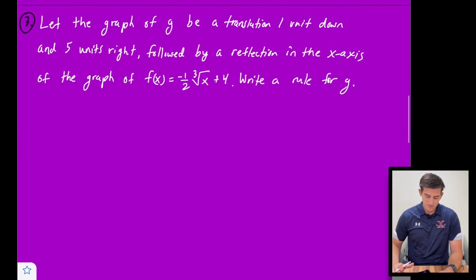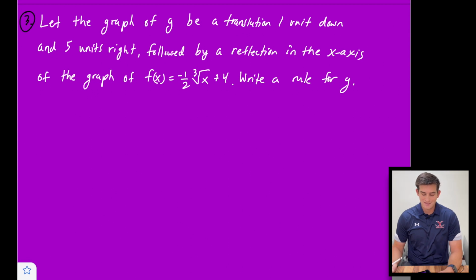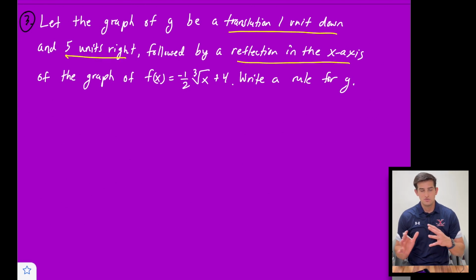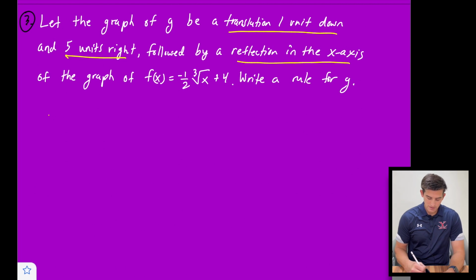And our last example, it says, let the graph of g be a translation 1 unit down and 5 units right, followed by a reflection in the x-axis of the graph of f of x equals negative 1/2 times the cube root of x plus 4, and then write a rule for g. So we actually have 3 transformations here. Translation 1 unit down, 5 units right, reflection in the x-axis. So I'm going to kind of do just one at a time. So let's start with h of x again.